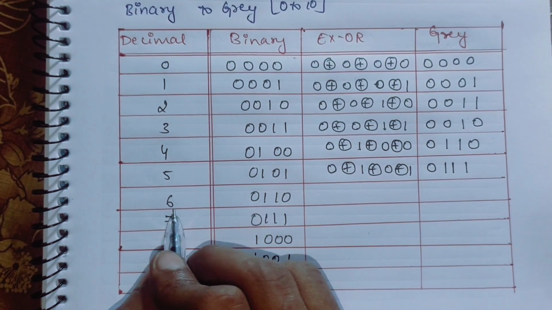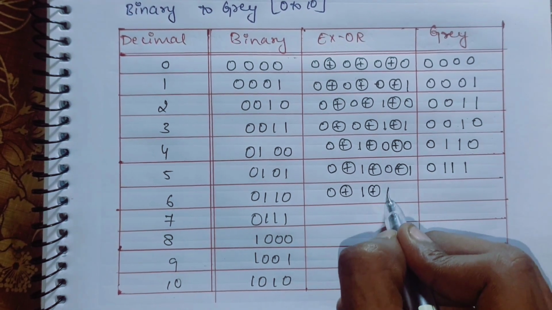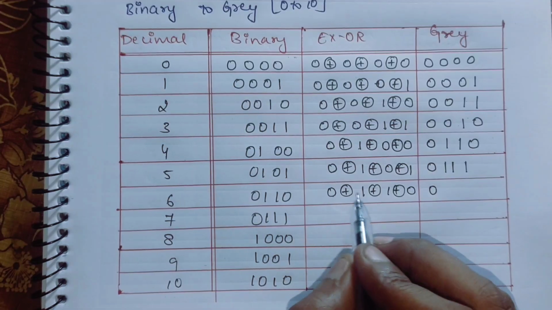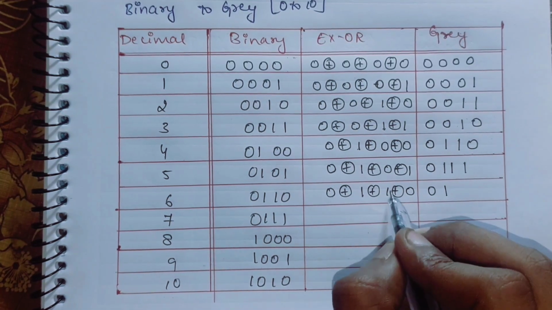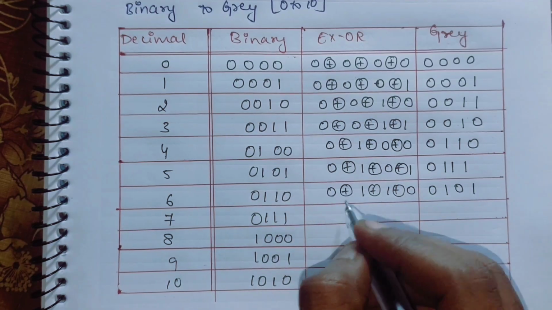Now let's move with 6. 0 XOR 1 XOR 1 XOR 0. 0 will be here. 0 XOR with 1 is 1. 1 XOR with 1 is 0. 1 XOR with 0 is 1.